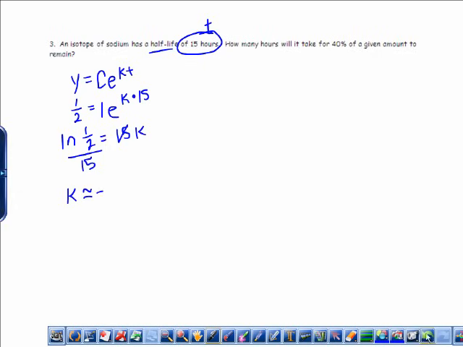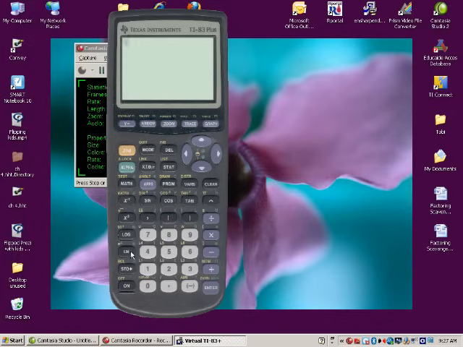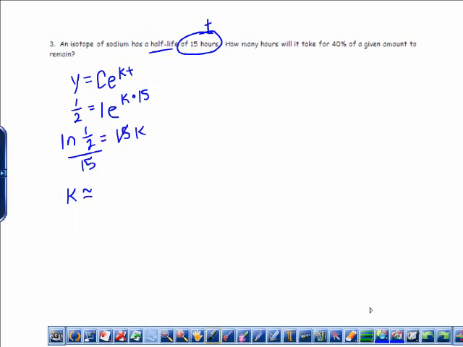If you want to memorize this, you can, but it's important that you know how it works. That way, if you forget the steps, you can just go through and do them. I know in chemistry you probably just memorized this formula, but now you know why it works. Okay, so here we get negative 0.0462 for our k value, and this is specific to this element. It doesn't work for every element.